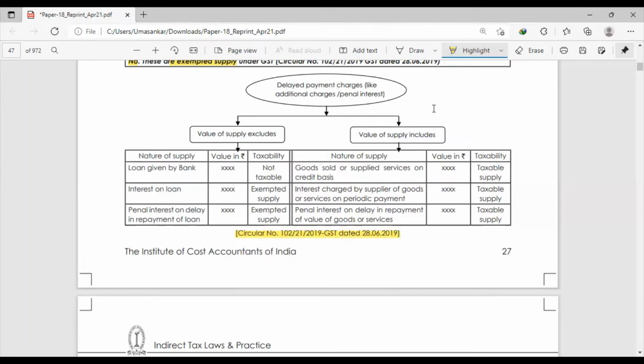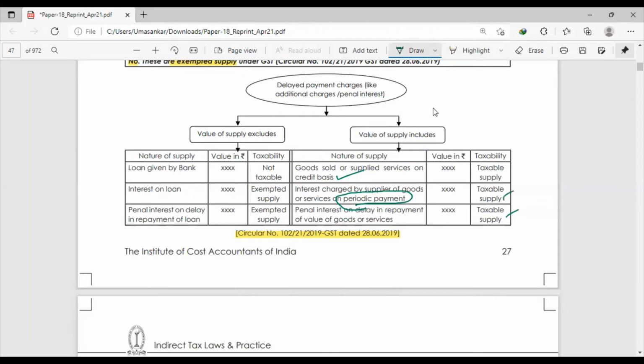Then, what will be included in the value of supply? When goods are sold or services supplied on a credit basis. If you are selling on a credit basis, it will be a taxable supply. Interest charged by the supplier of goods or services on periodic payment: if you are paying an interest on a periodic basis, then it is a taxable supply. But penal interest is an exempted supply. Okay, then penal interest on delay in repayment of the value of goods and services is a taxable supply.